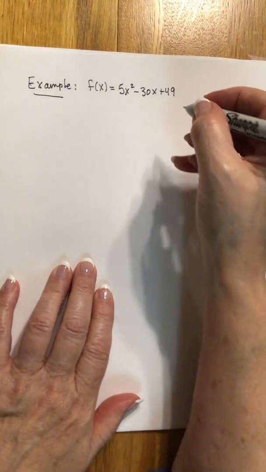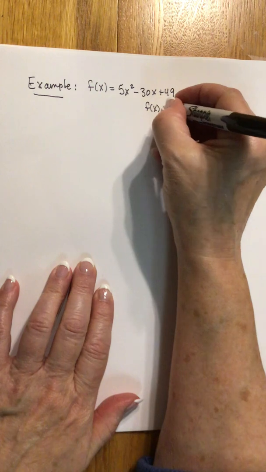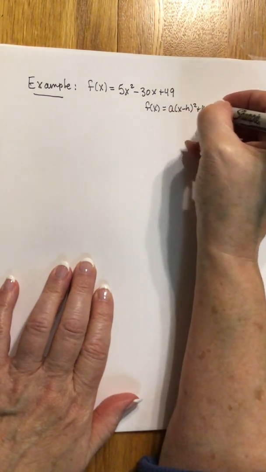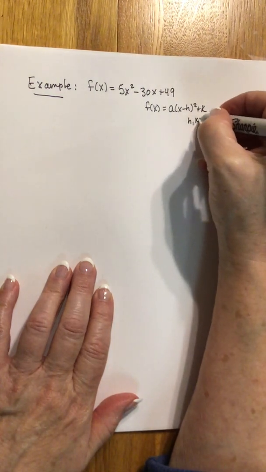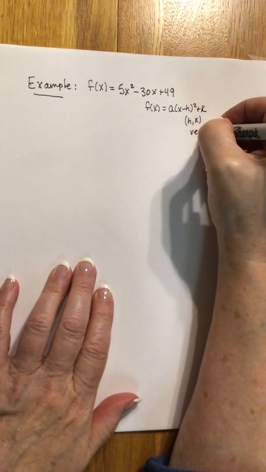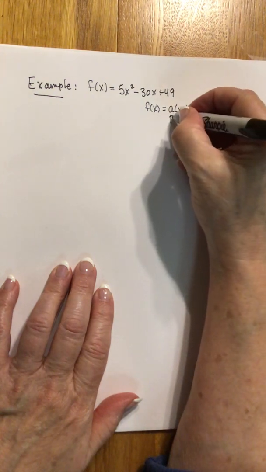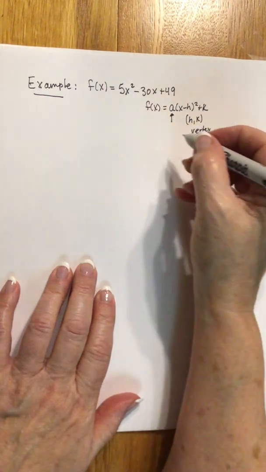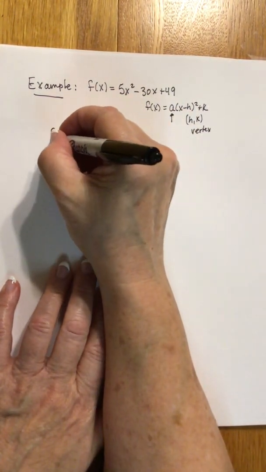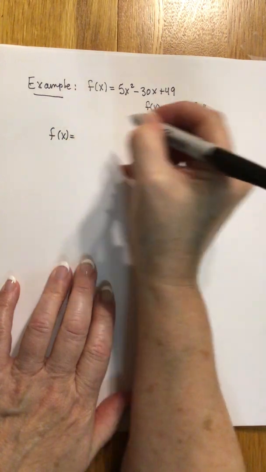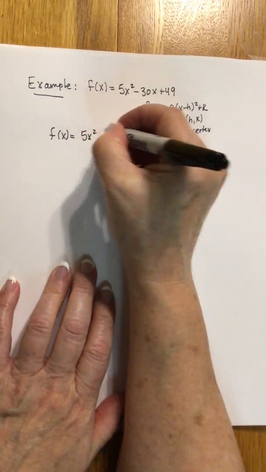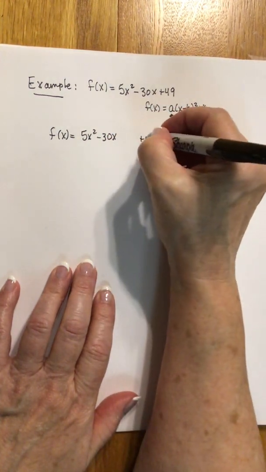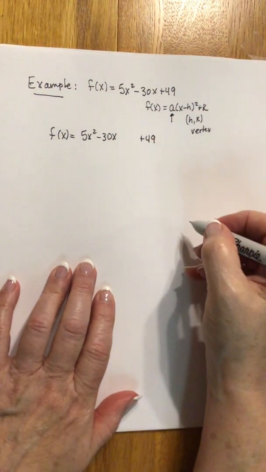Now remember, we said standard form was f of x equals a times (x minus h) squared plus k. That gives us the h, k as the vertex. And it also gives us the a that we need to know whether it's going to be a maximum or a minimum. So what did we say last time? We started with f of x equals 5x squared minus 30x. Leave a space and put your plus 49, just like we did on the last one with the 13.